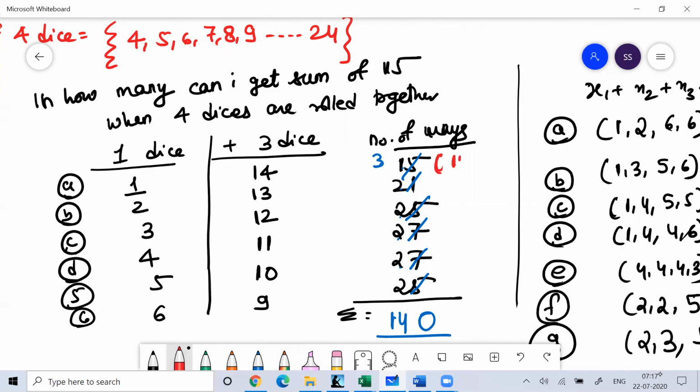14 means 15 ways. And then 13 means 21 ways. And then 12 means 25 ways. And then 11 means 27 ways. And then 10 means 27 ways. Okay, and then 9 means 25 ways. Okay, correct.